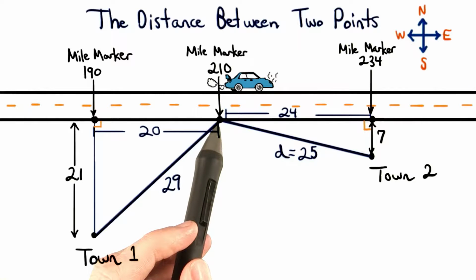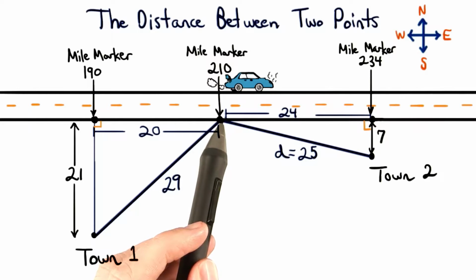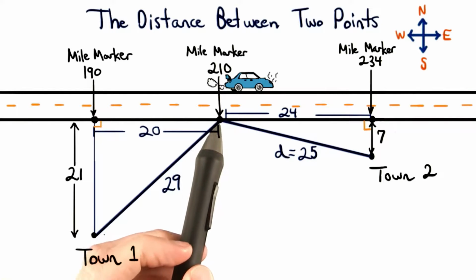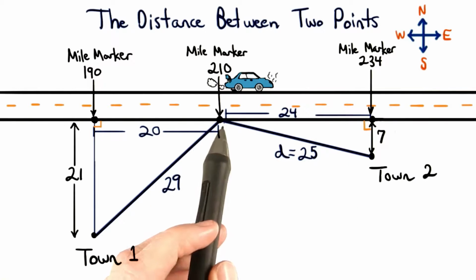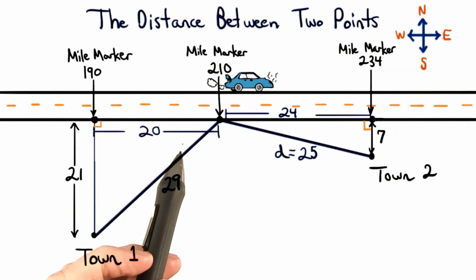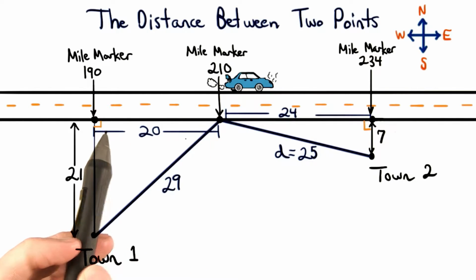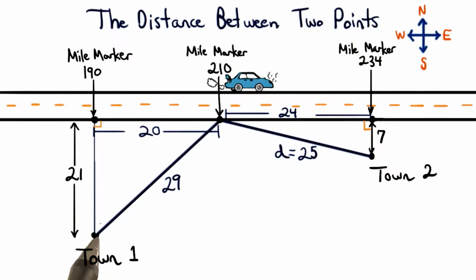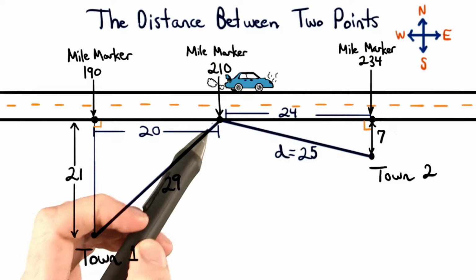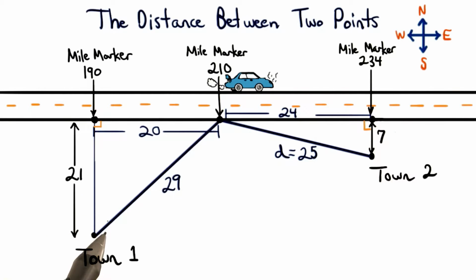So notice that in both cases, we were finding the distance between 2 points, here and here, and here and here. When we found the distance between these 2 points, we set up a right triangle and found the horizontal distance between them and the vertical distance between them. This allowed us to use the Pythagorean theorem to find the hypotenuse, or the diagonal between the 2 points.